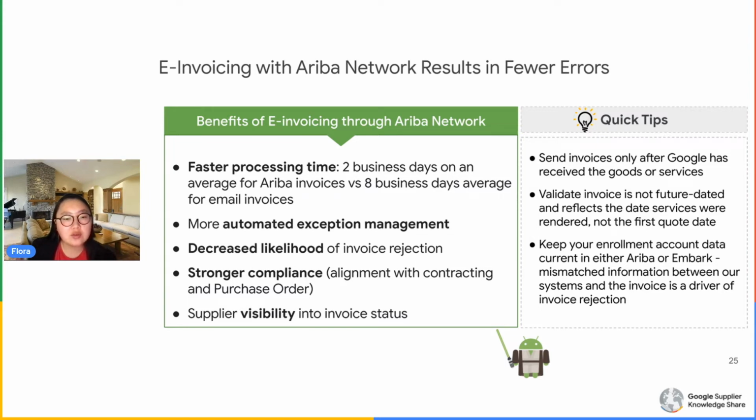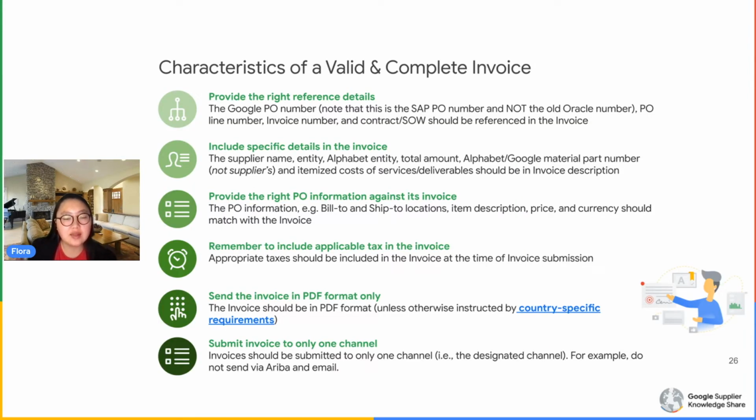The next slide covers what valid and complete invoices look like. First, you want to have the right reference. The most important reference is the PO number, because we are using the PO line, and also the PO line number if you have a multi-line PO. Make sure to include your invoice number as well. If you have a contract or SOW, please also put it there as a reference. Also include details like your supplier name and the Google entity, whether it's Google LLC or other entities.